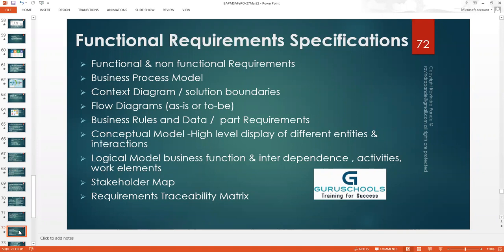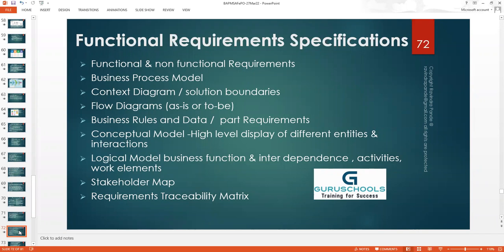Stakeholder map, we're going to learn in detail in project management. Same with the RTM, we had a look at RTM. RTM is a requirement traceability matrix, wherever we trace the requirement from a singular minutes of meeting to a block in a high level diagram, to a use case diagram, and to a module to be deployed to the client in a given HLD. So these are all included in the functional requirement specification.